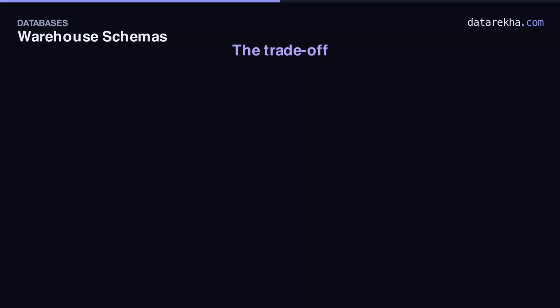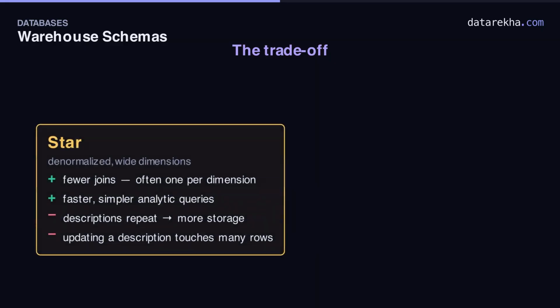So which do you pick? A genuine trade-off. And it comes down to one tension: redundancy versus joins. The star wins on speed. Each dimension is one flat table. So a query joins the fact to each dimension just once. Fewer joins, faster reads. The cost is redundancy. The same category name is written on thousands of rows, taking more storage.